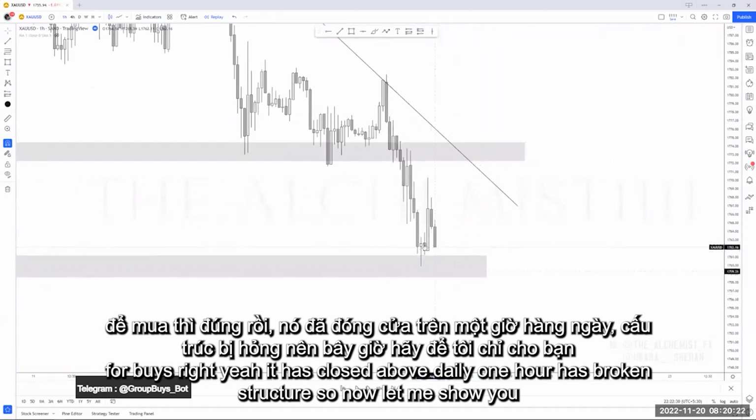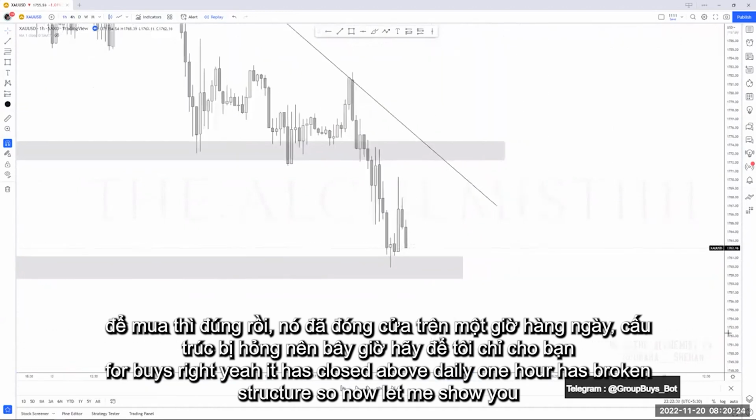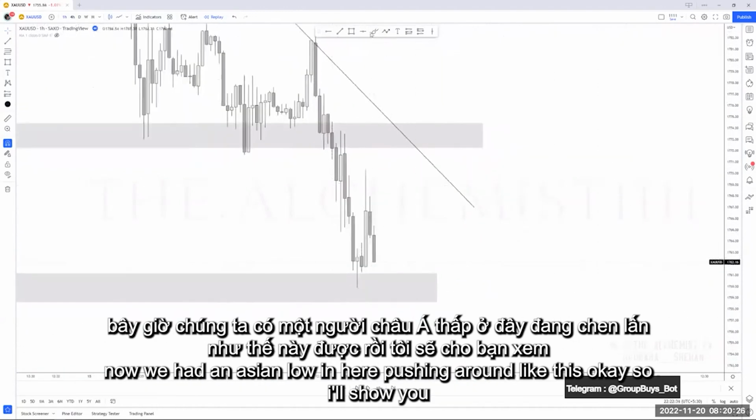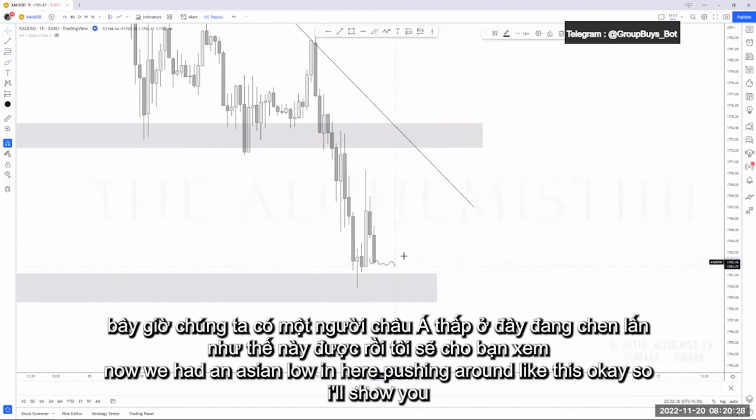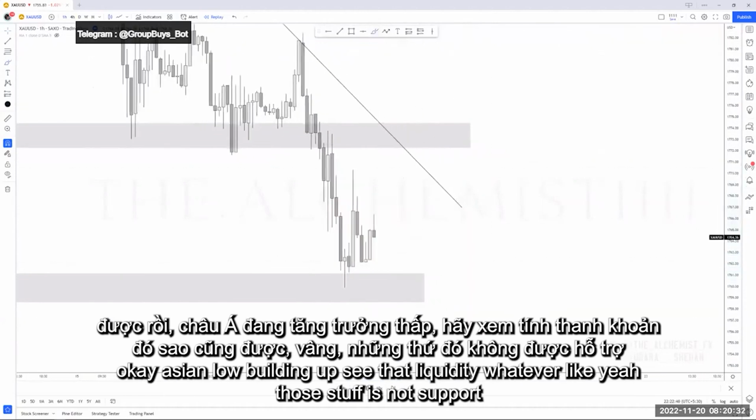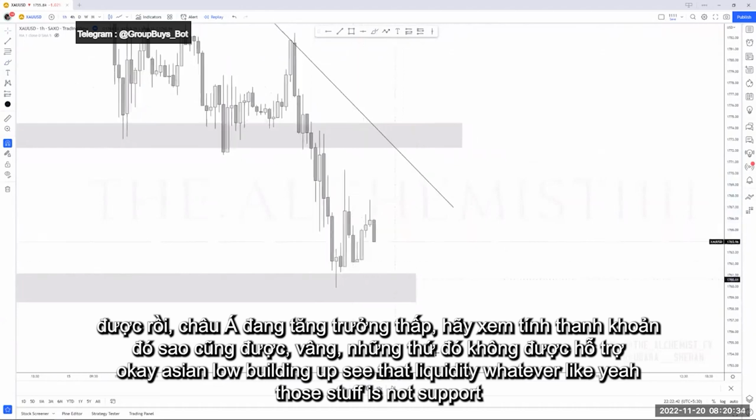Daily has closed above daily. 1 hour has broken structure. So now let me show you. Now we had an Asian low in here, messing around like this. This happened. Okay, so I'll show you. Okay, Asian low building up.